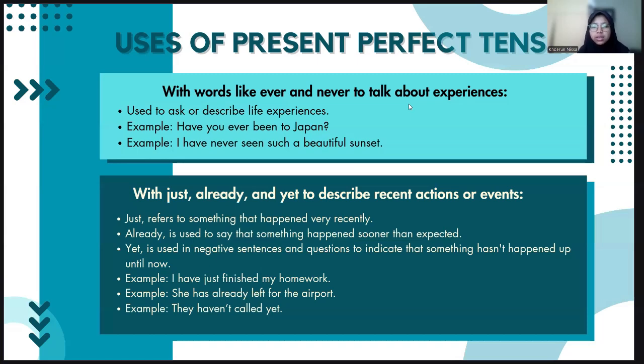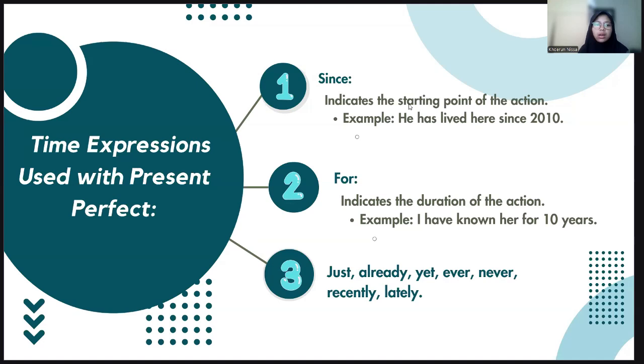Already is used to say that something happened sooner than expected. For example, she has already left for the airport. Yet is used in negative sentences and questions to indicate that something hasn't happened up until now. For example, they haven't called yet.